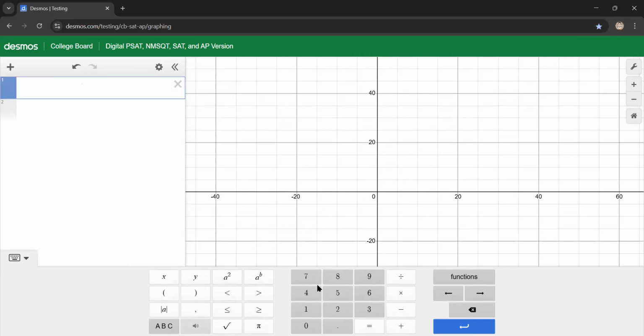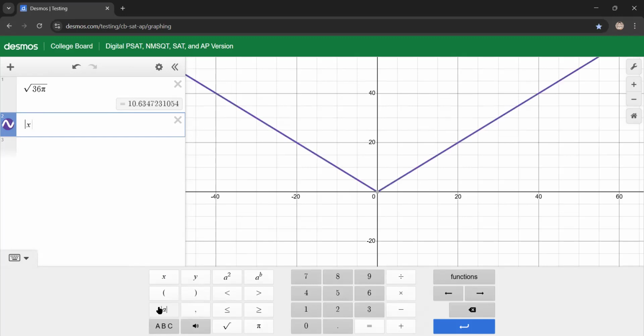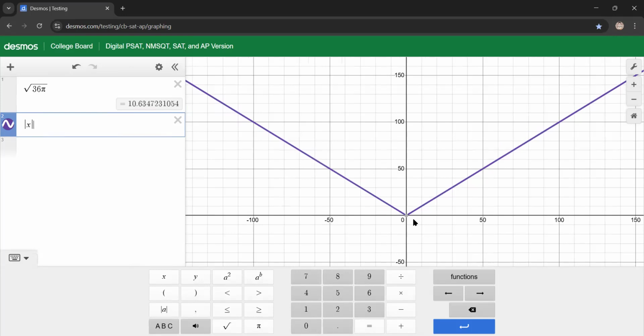And then you have numbers, you have a square root, the square root of 36 is 6, you have a pi. Then you have the absolute value, the absolute value of x. You need to close the absolute value as well. So you have the graph.